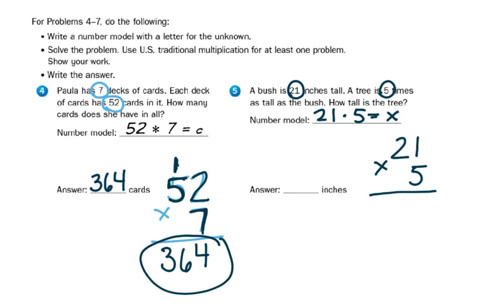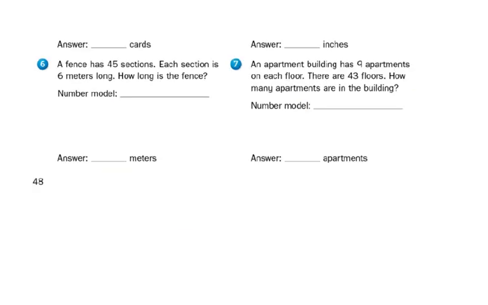Using traditional multiplication, I'm going to multiply 5 times 1, which is 5, and then 5 times 2, which is 10. How many inches tall would the tree be? 105 inches. Continuing to number 6. A fence has 45 sections. Each section is 6 meters long. How long is the fence?